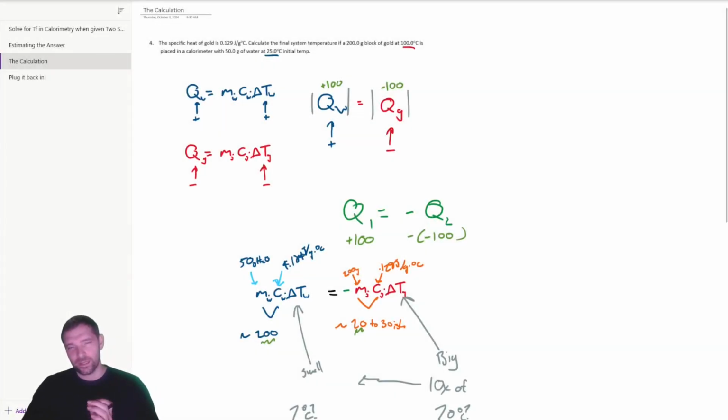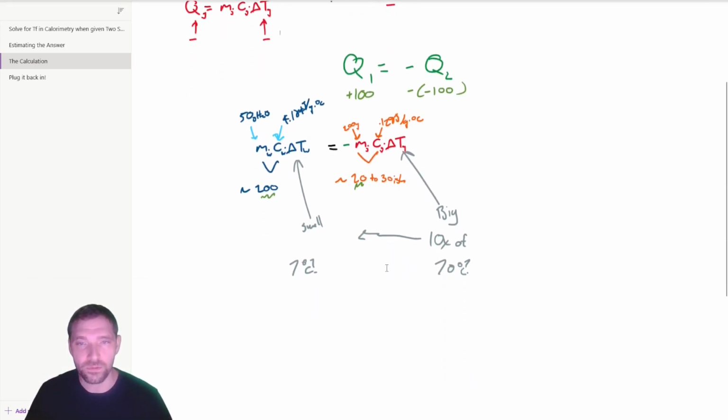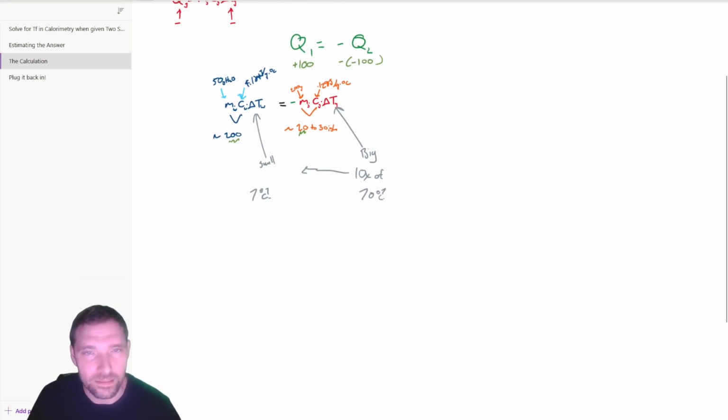So I've already talked through the overview and thinking through the math in the estimation piece. The main thing is that these Qs are opposite in terms of their charge, and so you're going to have a negative in front of one of them to make the two actually be equal to each other. If one is going up, then the other one has to go down in terms of its temperature change until they get to the same T final. So if we want to write this out, we've got essentially the numbers here.